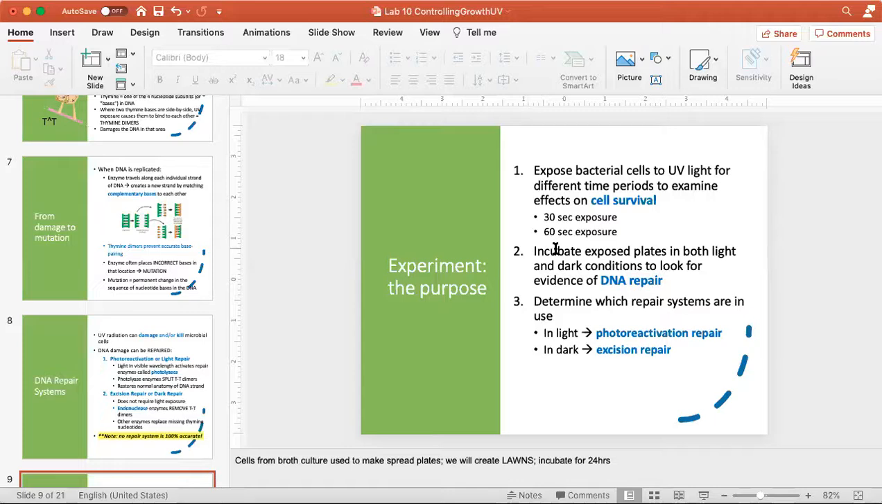Some of those plates we're going to put into the light because we're going to see if we can turn on the light repair system. And some of the plates we're going to put in the dark to see if we can turn on the dark repair system. Remember, in the light, it would be this photoreactivation system that got turned on, and in the dark, it would be excision repair.